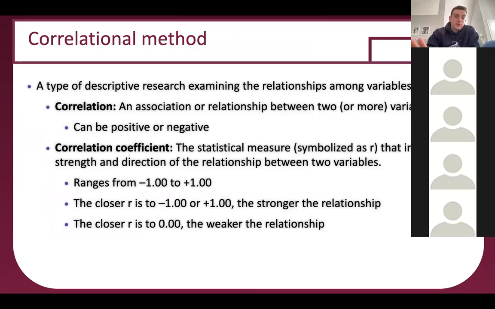Okay, so this is an important part. A correlation is an association or relationship between two or more variables. Okay, so we'll see how this gets represented graphically. It can be positive or negative, or it can be nothing at all.